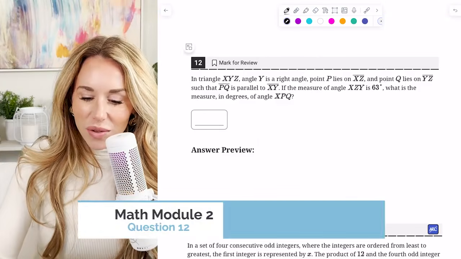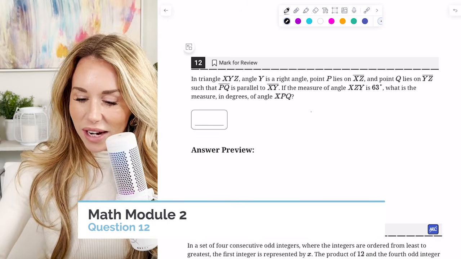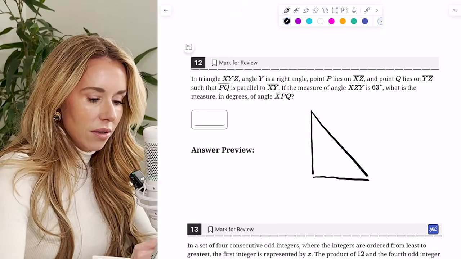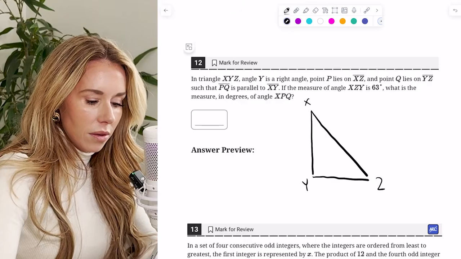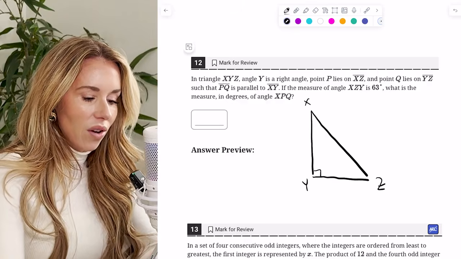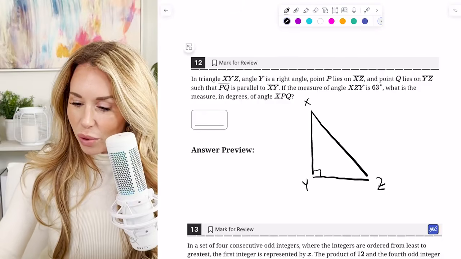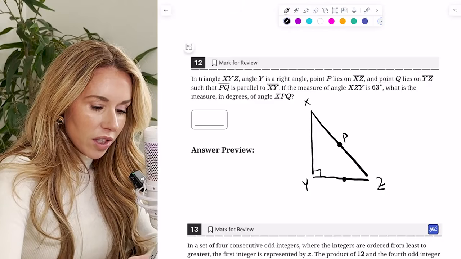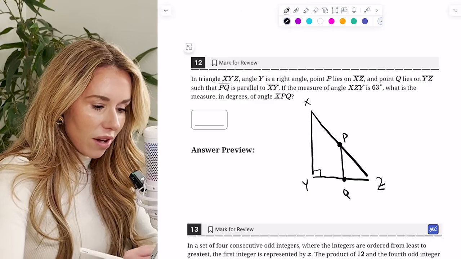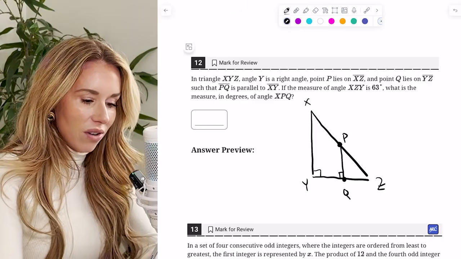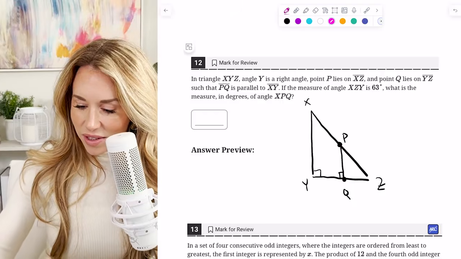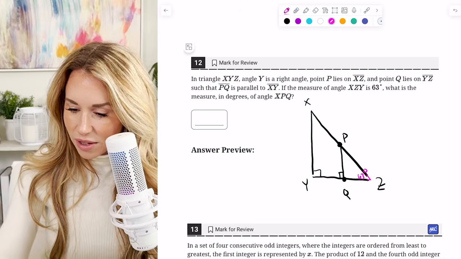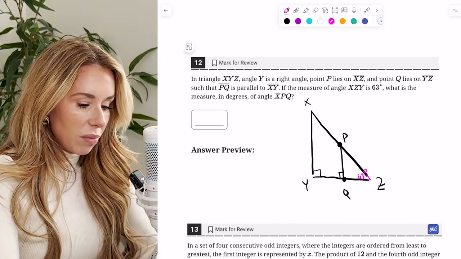All right, in triangle XYZ, angle Y is a right angle. Okay, let's draw this. So we've got triangle XYZ. They said Y is a right angle. Point P lies on XZ and point Q lies on YZ such that PQ is parallel to XY. So let's put P here. Let's put Q here. It's going to be parallel to XY, so that's going to be a right angle. They said angle XZY is 63, so that is this angle down here. It's 63 degrees. What is the measure in degrees of angle XPQ?